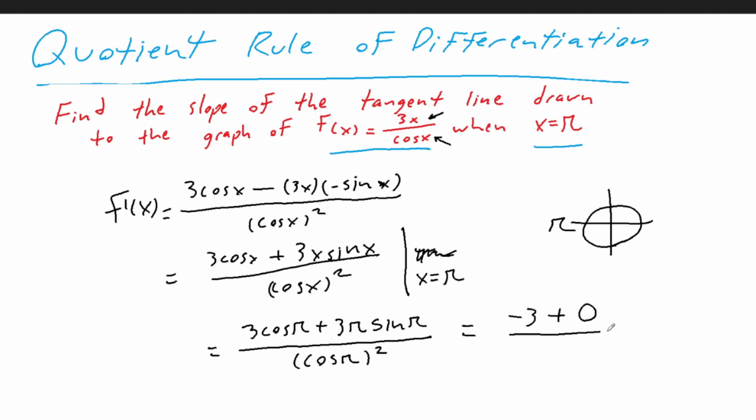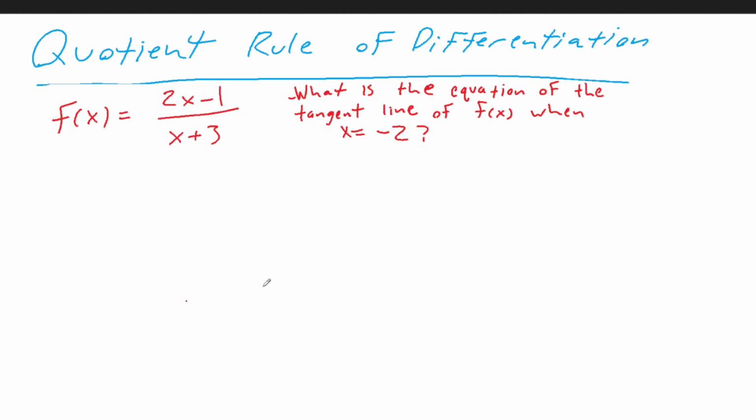And then that's divided by cosine pi squared, so cosine here at this point is -1 once again. And -1 times -1, -1 squared is just +1. So this is going to be equal to -3. So the slope of the tangent line of this graph at this point is -3. So if you got that answer, good job.